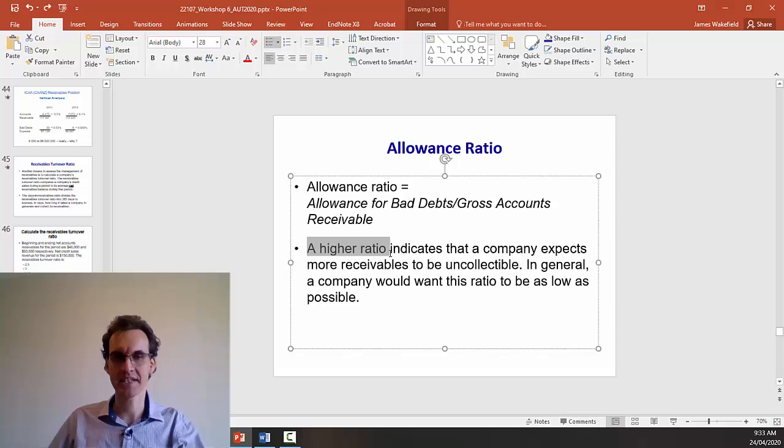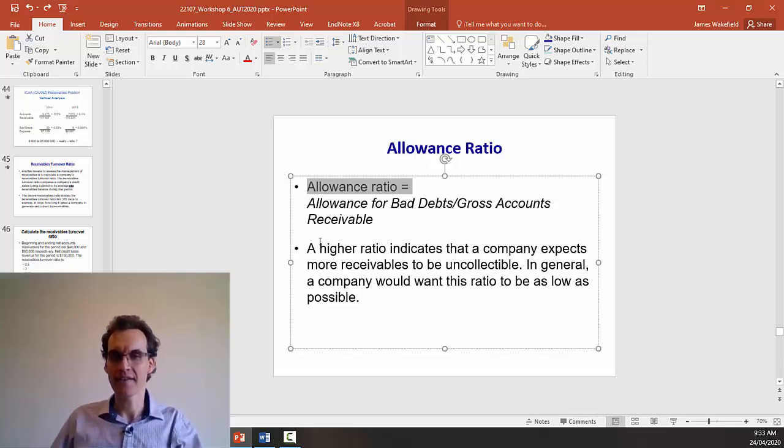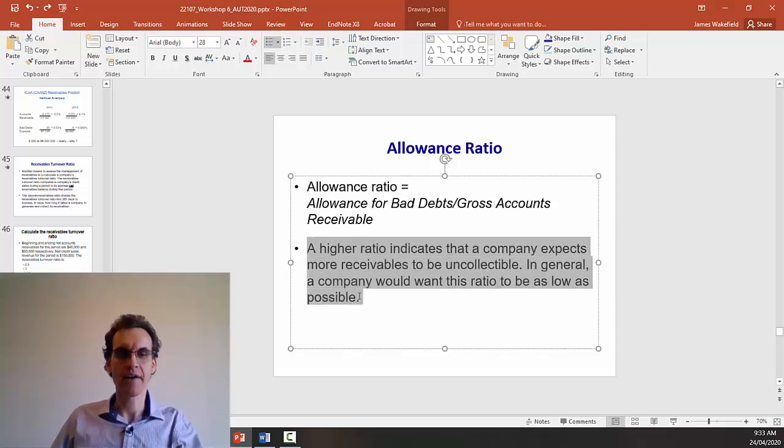So a higher ratio indicates that a company expects more receivables to be uncollectible. Is this a good or bad thing? As I mentioned earlier, this depends on the nature of the business. If the business is really, really thorough in screening out all customers that may not pay, then you'd expect this to be really low. If they promote their business to offer easy credit to customers with bad finances, you would expect it to be higher. That's not necessarily a bad thing, provided the business is aware that this will happen and manages it through its pricing strategy to cover those bad debt expenses expected.